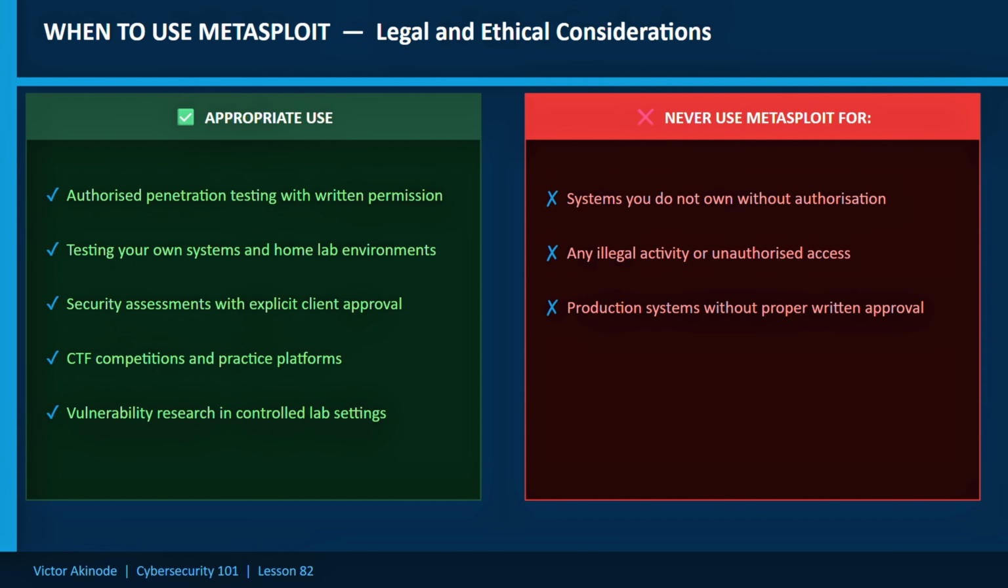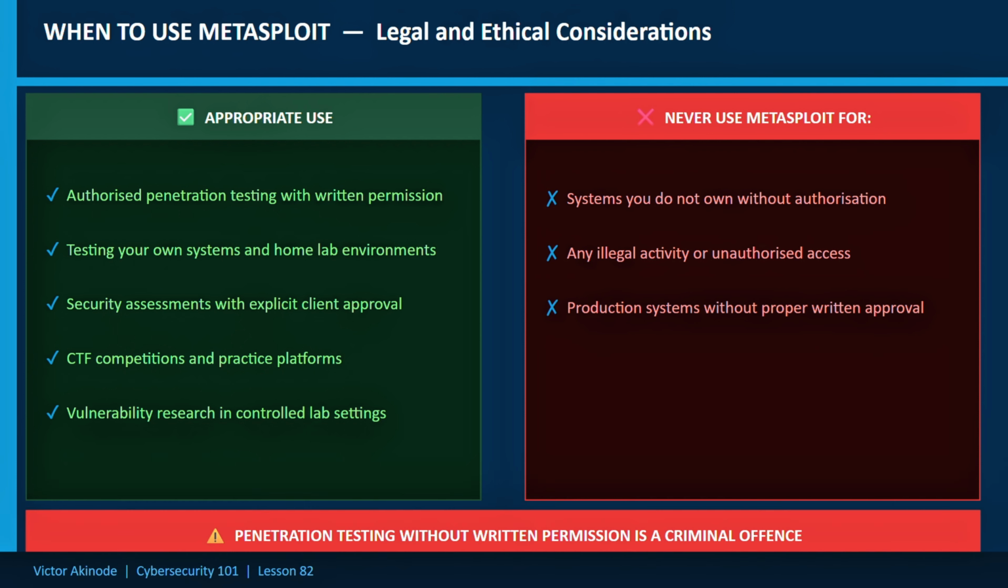Now let's consider when you should never use Metasploit, or what you should never use Metasploit for. You should never use Metasploit on systems you don't own without authorization. Never use it for any illegal activities or unauthorized access. Never test production systems without proper approval and change management, and never use it to cause damage or harm.